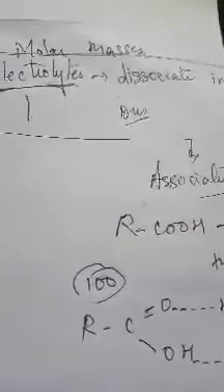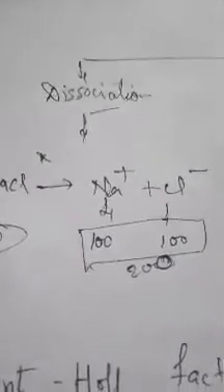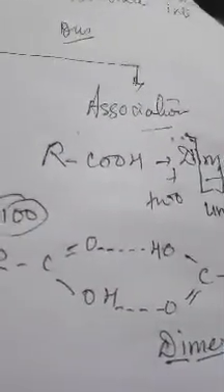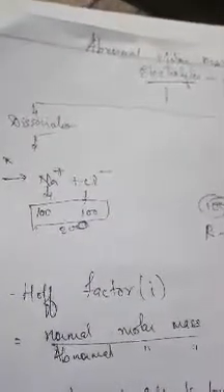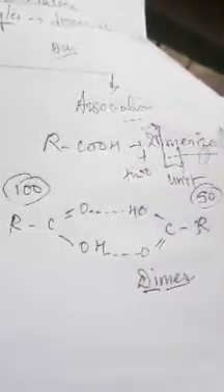They are called electrolytes. Electrolytes show two types of behavior. Either they undergo dissociation or they undergo association. Dissociate hona means टूटना, so they are breaking into ions. And another one, they are associating. Associate hona यानी साथ में जुड़ जाना. So they are showing two types of behavior, dissociation and association.